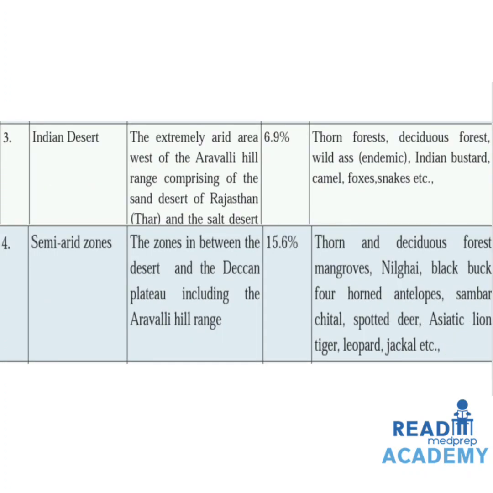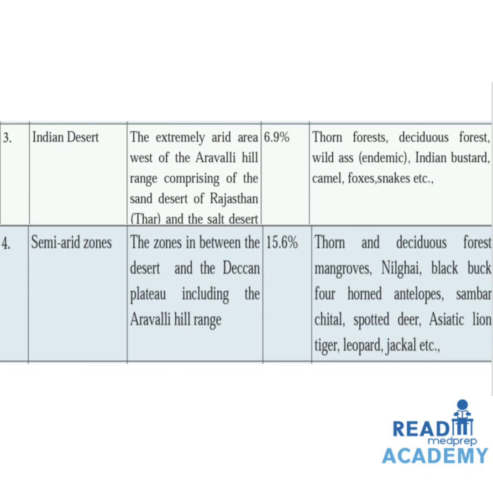Number 3, the biogeographical zone is the Indian desert. It is an extremely arid area west of the Aravalli hill range, comprising the sand desert of Rajasthan, which is called the Thar desert, and the salt desert. The area occupied is about 6.9%. The biota is the thorn forest, deciduous forest, wild ass, which is very endemic there, Indian bustard, camel, foxes, snakes, etc.